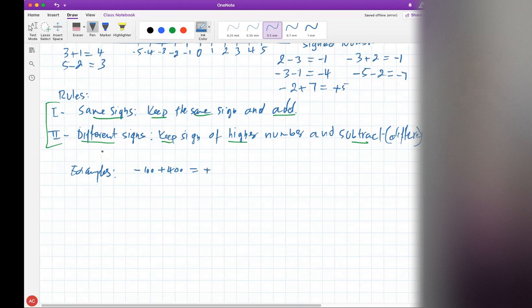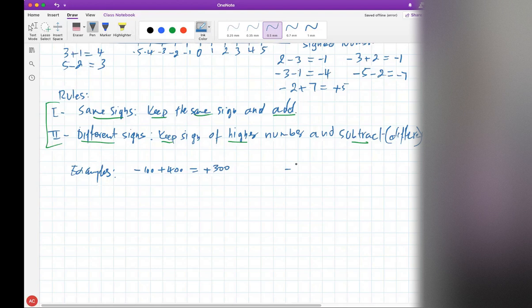Okay, and when you pick the higher sign, what do you do to get the value? You subtract. So we get 400 minus 100, 300. See, it's quick, without doing it with the number line. So keep the higher sign and subtract the numbers. We find the difference between the two numbers, meaning the higher number minus the smaller number.